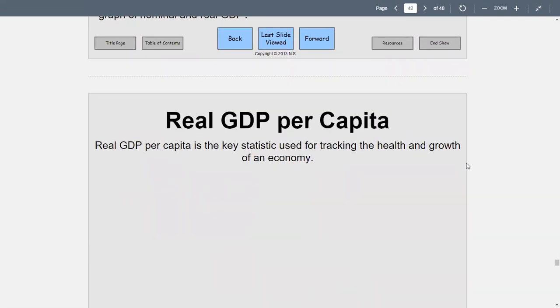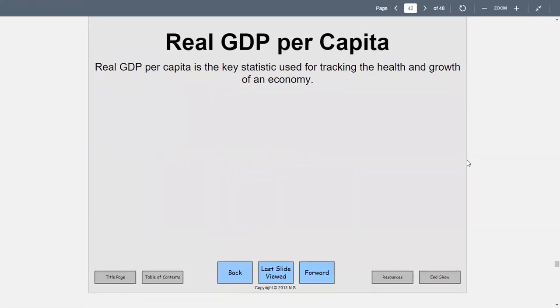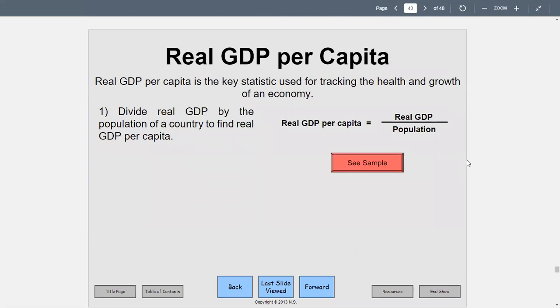So real GDP per capita is the key statistic used for tracking the health and growth of an economy. You divide the real GDP by the population of a country to find the real GDP per capita. So let me write that down.